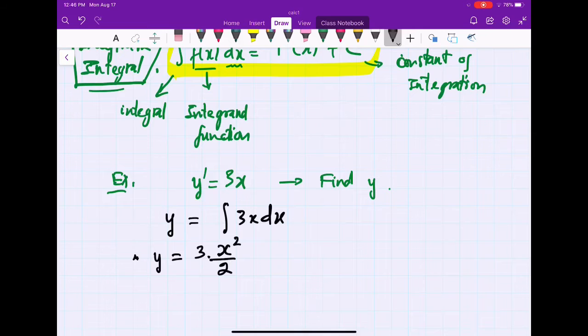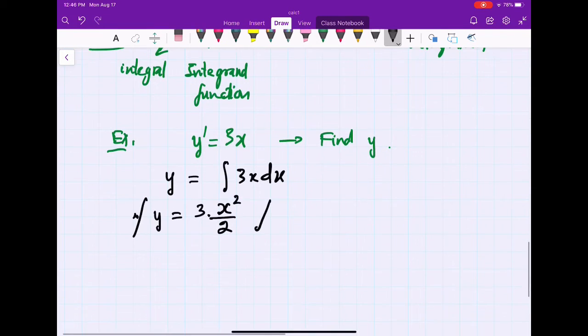And then I add c to this, and I will get the general formula of the antiderivatives. So based on this observation, I have, integral of 3x dx is equal to 3x squared over 2 plus c. Agree?